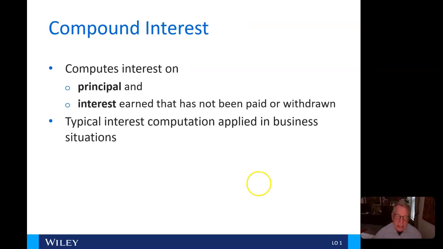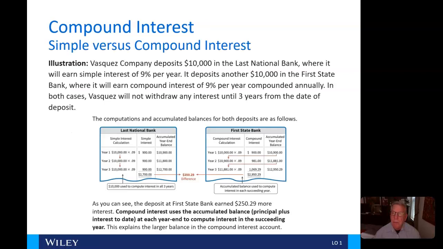Now, compound interest is a little different. So here we have the principal, and then we have the interest earned that has not been paid or withdrawn. And so our typical interest computation is applied in business situations all the time. And here is a simple versus compound interest problem. The Vasquez Company deposits $10,000 in the Last National Bank, where it earns a simple interest of 9% a year. It deposits another $10,000 in the First State Bank, where it earns compound interest of 9% per year, compounded annually. In both cases, Vasquez will not withdraw any interest until 3 years from the date of deposit.